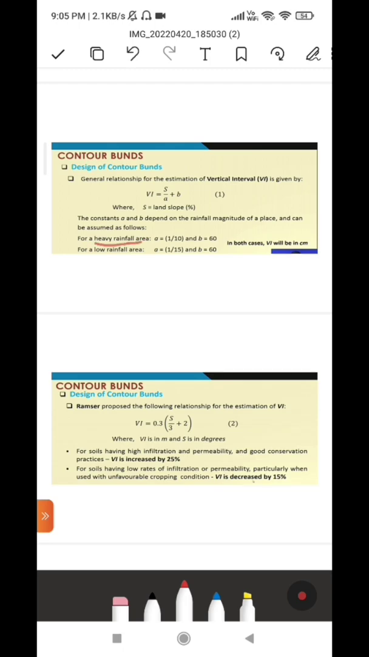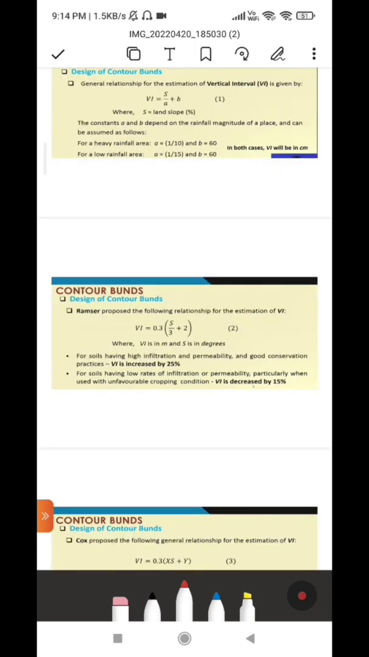these depend upon the rainfall magnitude of a place. In case of a heavy rainfall area, A could be 1/10 and B is 60, and in case of a low rainfall area, it would be 1/15 and B would be equal to 60. These are both empirical formulas, already put together by the scientists, calculated by experiments, and from this formula we are going to get values that would be in centimeters of our vertical interval.